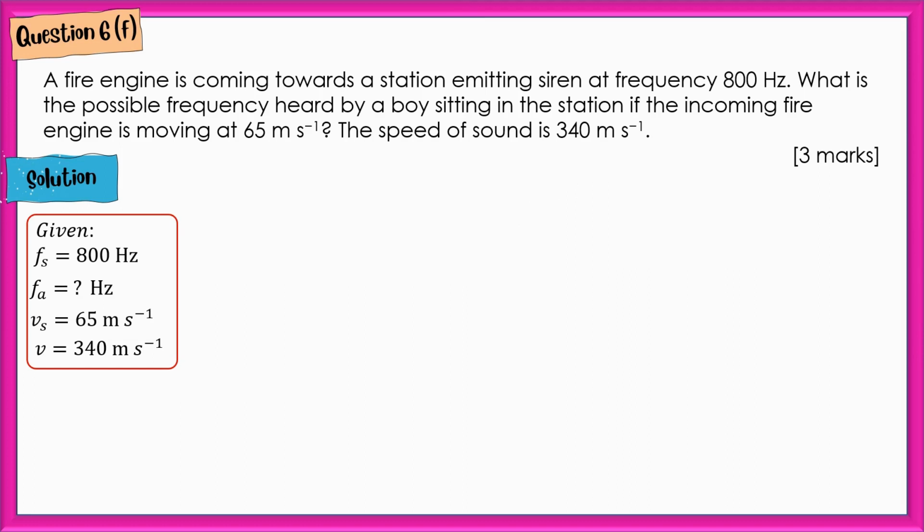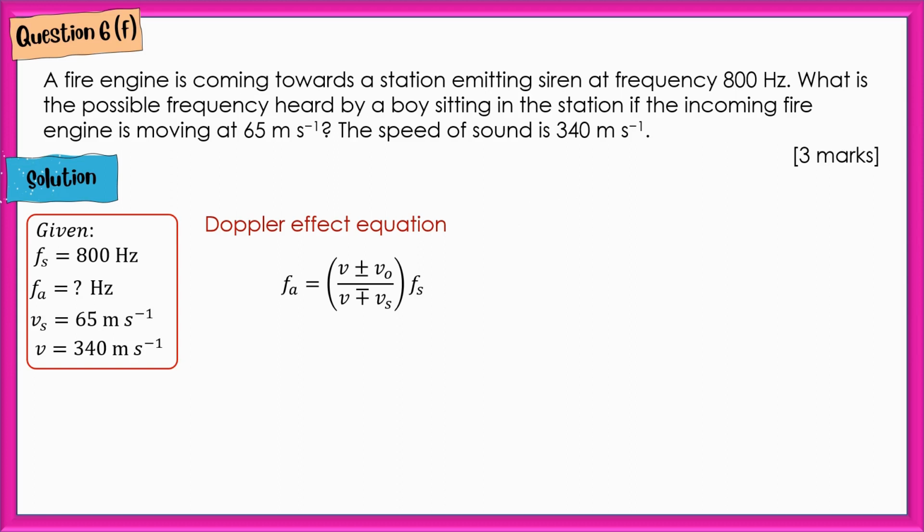Okay, referring to this question, we will use the Doppler effect equation. Referring to the Doppler effect, we want to calculate the apparent frequency heard by the boy. So, to identify the sign, either plus or minus, first we identify who is stationary. So, in this case, because the boy is sitting in the station, V naught is equal to 0.